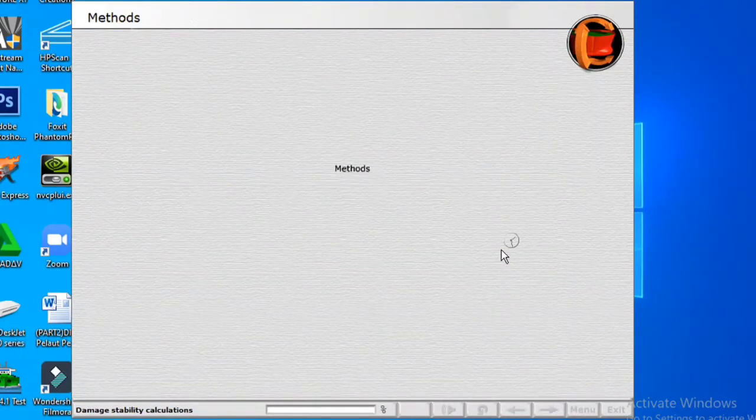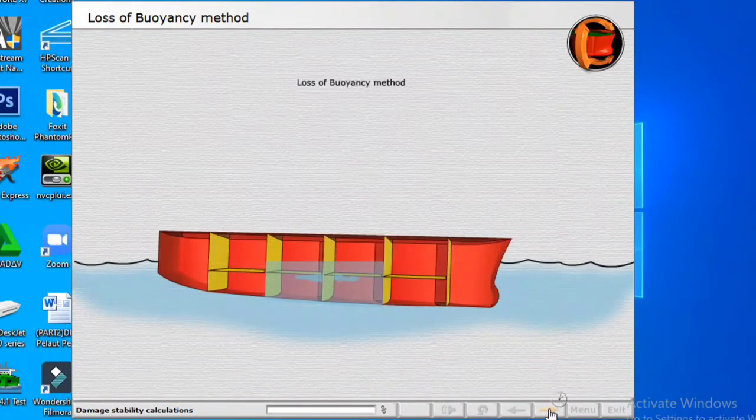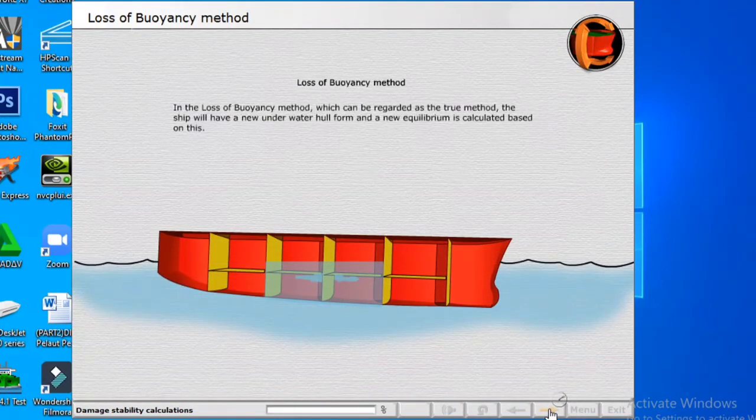Methods. There are two main theories of how to calculate survivability of a ship after a damage. Loss of buoyancy method. Added weight method. Loss of buoyancy method. In the loss of buoyancy method, which can be regarded as the true method, the ship will have a new underwater hull form, and a new equilibrium is calculated based on this.